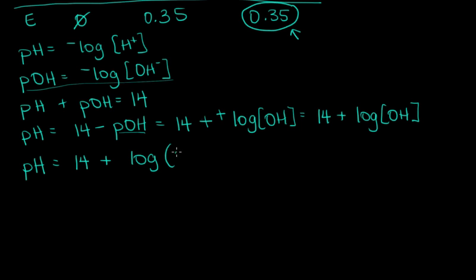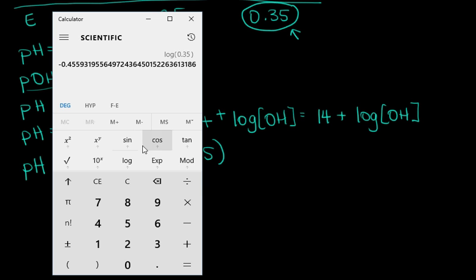Lucky us, we already know the log of 0.35 after we plugged it into our calculator is negative 0.456. So this means that all we have to do is subtract, clear, 14 minus 0.456. 13.544 is the answer here.